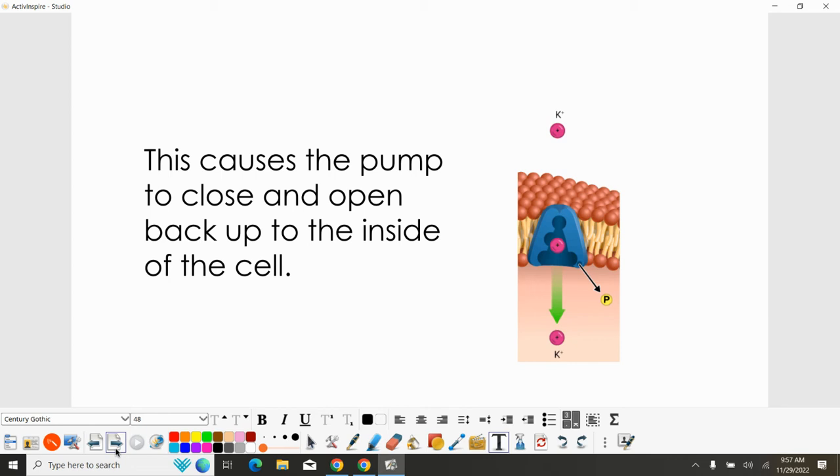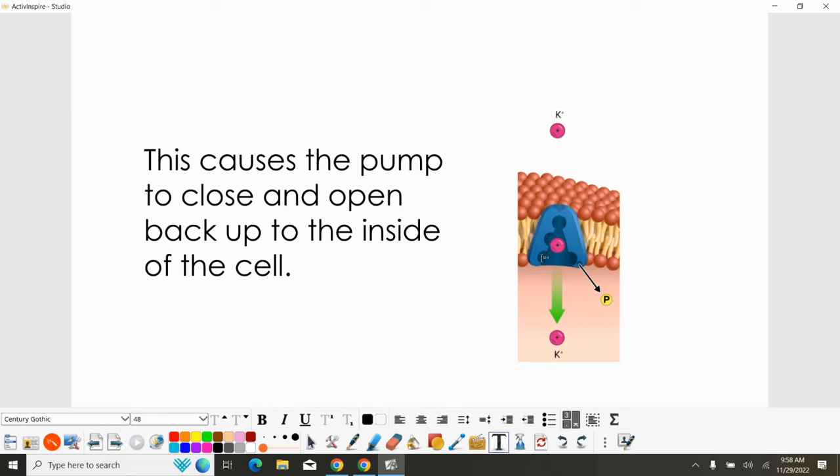So 3 sodiums enter the sodium-potassium pump from the inside of the cell. ATP gives that pump energy, causes it to change shape, open up to the outside of the cell. The 3 sodiums are released. They go to the extracellular or outside environment. 2 potassiums come in, bond to the pump. The pump changes shape, opens back up to the inside of the cell, where those potassiums are released to the intracellular environment.